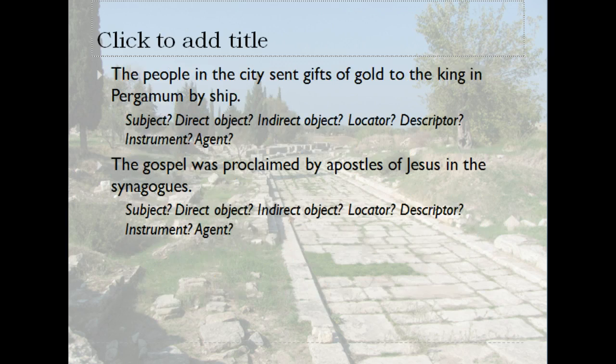So, for example, take the sentence, the people in the city sent gifts of gold to the king in Pergamum by ship. If you were to stare at this slide for a moment and press pause, you could probably tell which noun is fulfilling which role here. Subject, direct object, indirect object, locator, descriptor, instrument. There isn't an agent, I just threw that up there for completeness. So press pause and try to figure that out.